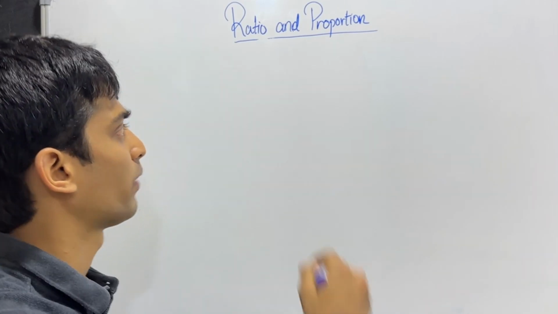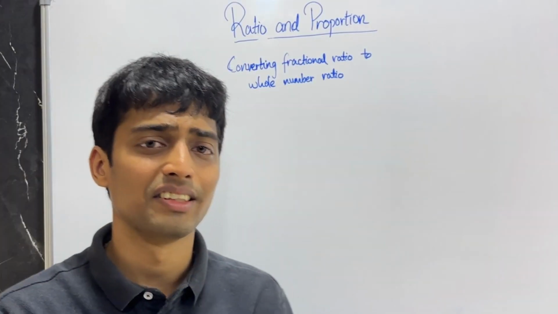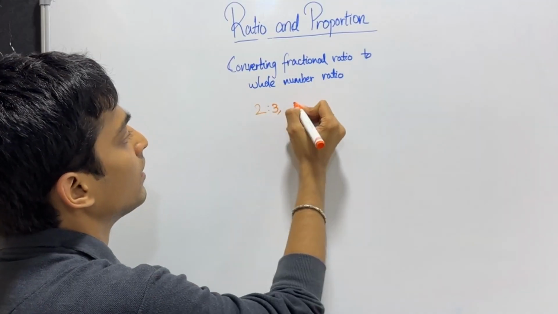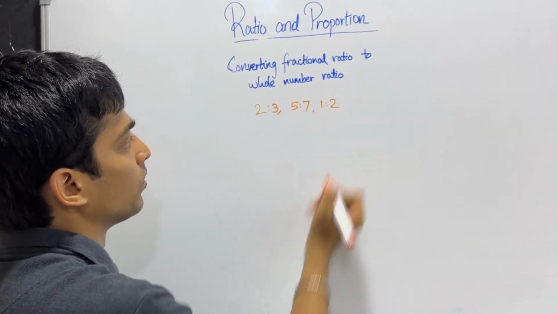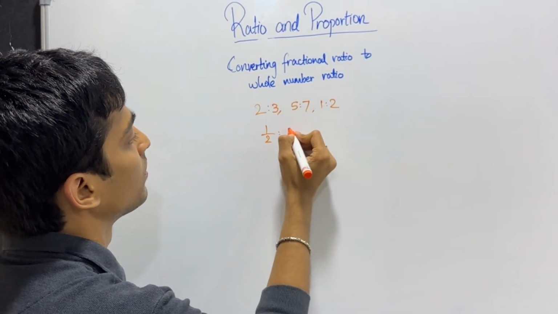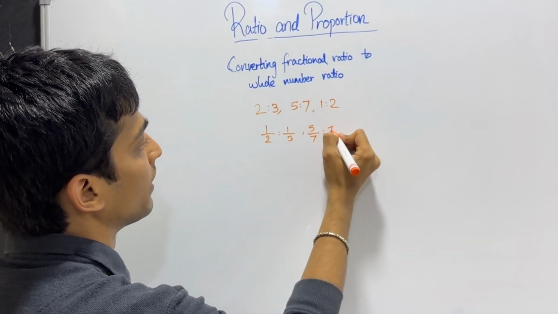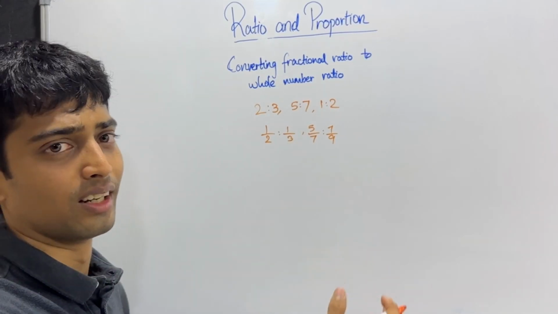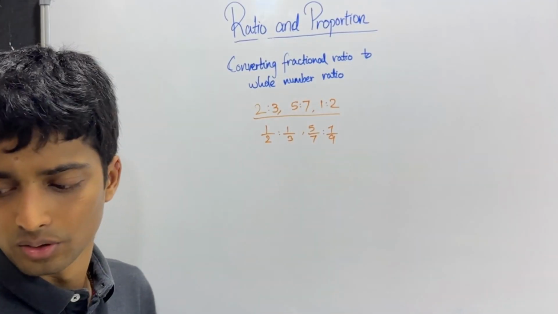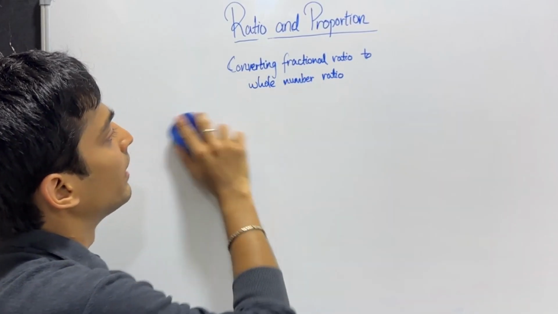Next part is converting fractional ratio to whole number ratio. Ratios are usually represented as whole number ratios. So 2:3, 5:7, 1:2. But what if you had fractions instead of whole numbers? So let's say you had 1/2 is to 1/3, or 5/7 is to 7/9, or something like this. What do you do then? So when you are simplifying, it should always be in whole number form. So let's see how we can calculate that. Let's take an example.